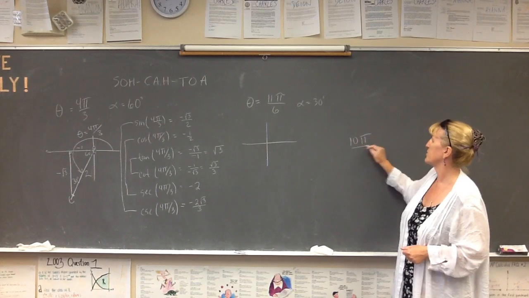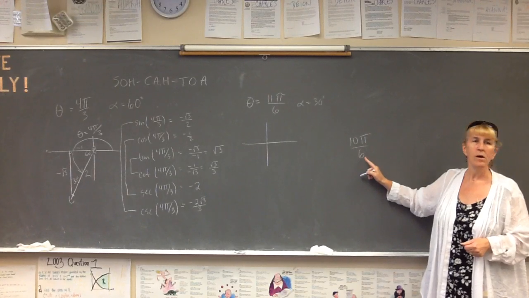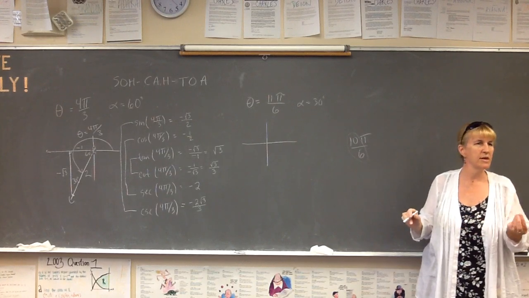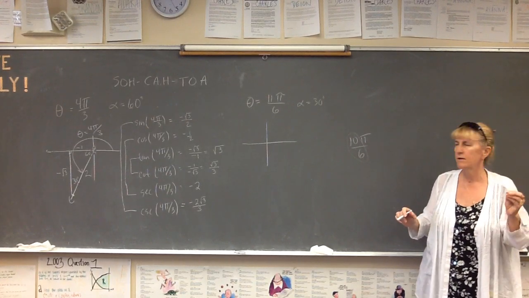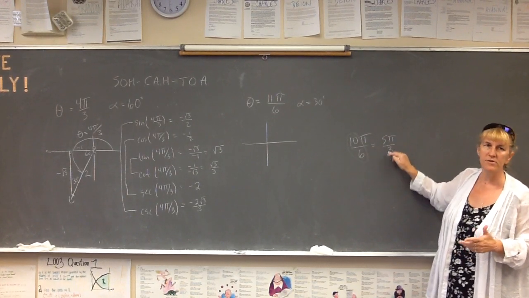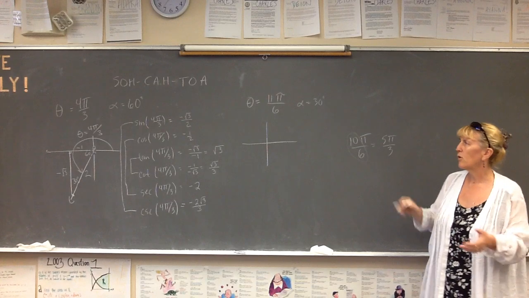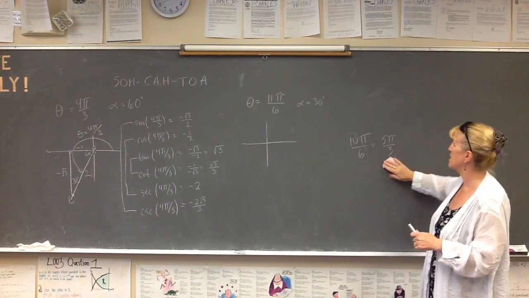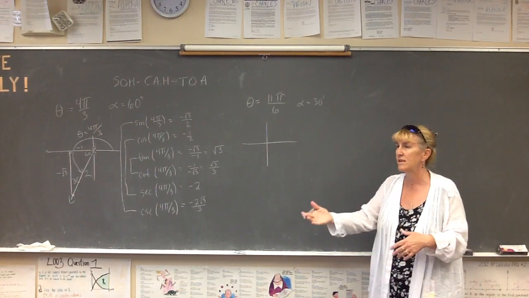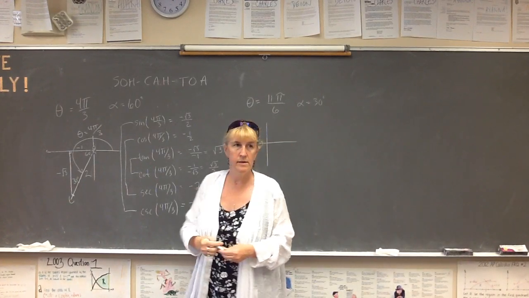If I gave you 10 pi over 6, is my reference angle 30? No, because this isn't reduced. The fraction needs to be reduced in order for you to identify your reference angle by doing that 180 divided by your denominator. What would this be? 5 pi over 3. So now you do this division and you get your reference angle as 60 degrees. Only when the fraction's reduced. I have no intentions of giving you a fraction that's not reduced, but you might come across it on an ACT or SAT question. So I'm at a 30-degree reference angle and I'm in quadrant 4.